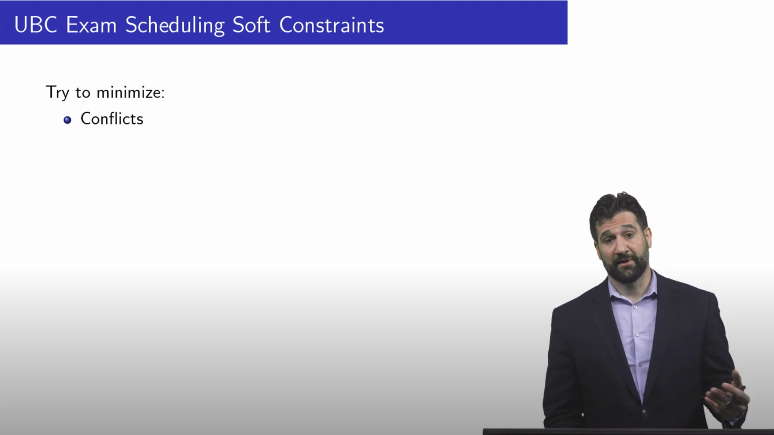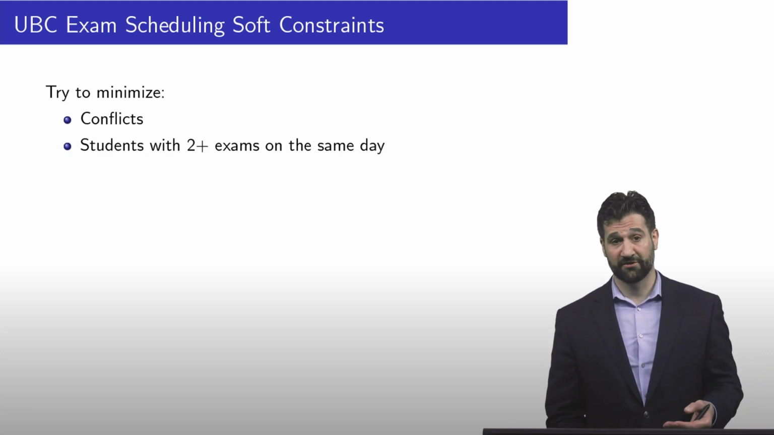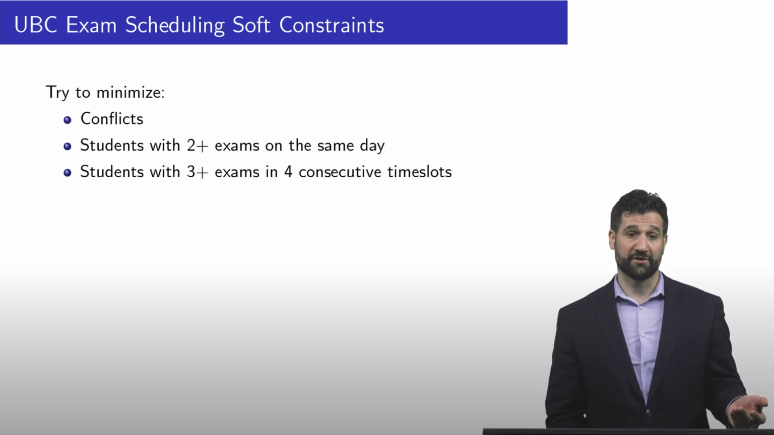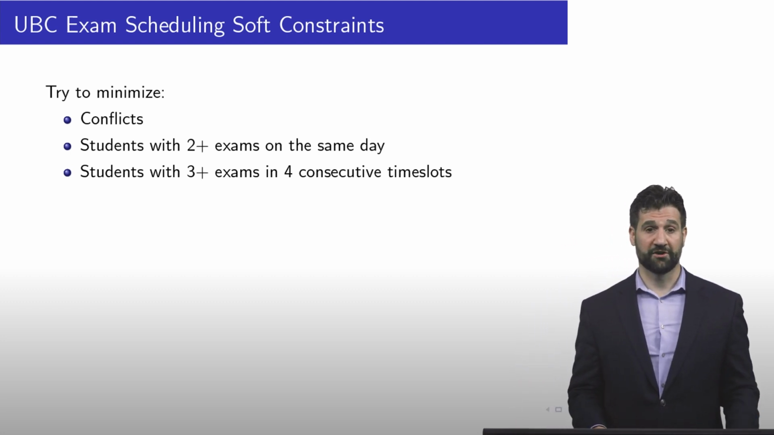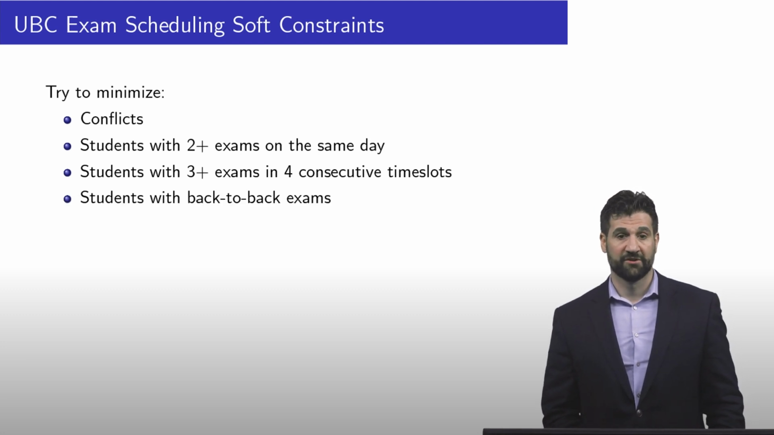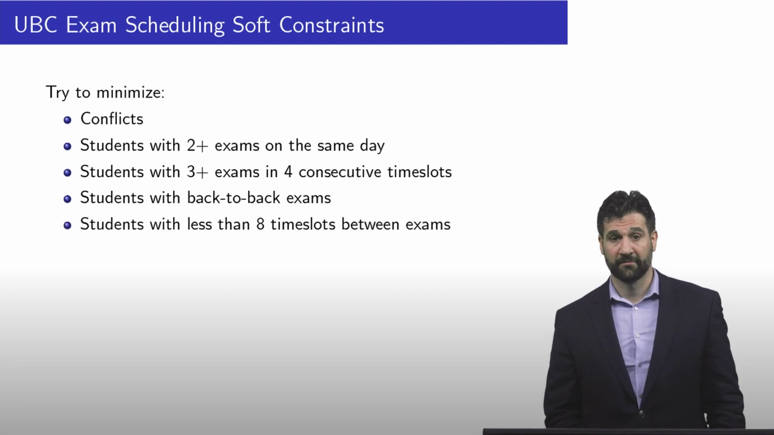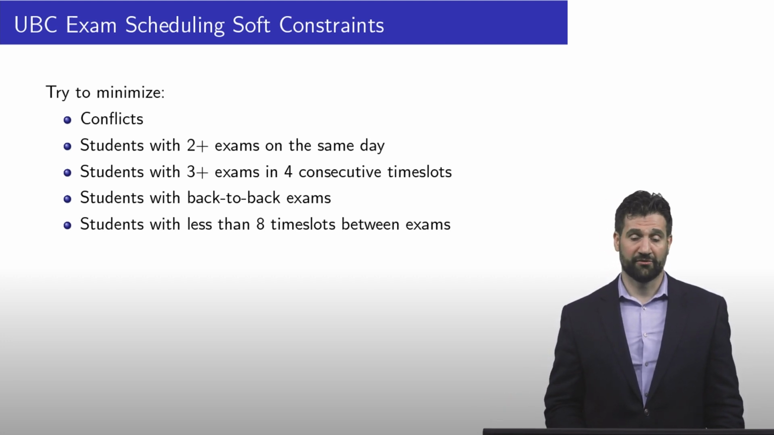And what are we trying to minimize? Well, we want to avoid as many conflicts as possible so students don't have to reschedule an exam. We want to minimize the number of students who have more than 2 exams in the same day. Students with more than 3 exams in 4 consecutive days would be another thing by policy perhaps we'd want to minimize. Students with back-to-back exams, because you're not giving students time to take a break. And students with less than 8 time slots between exams, because we want to account for study time.